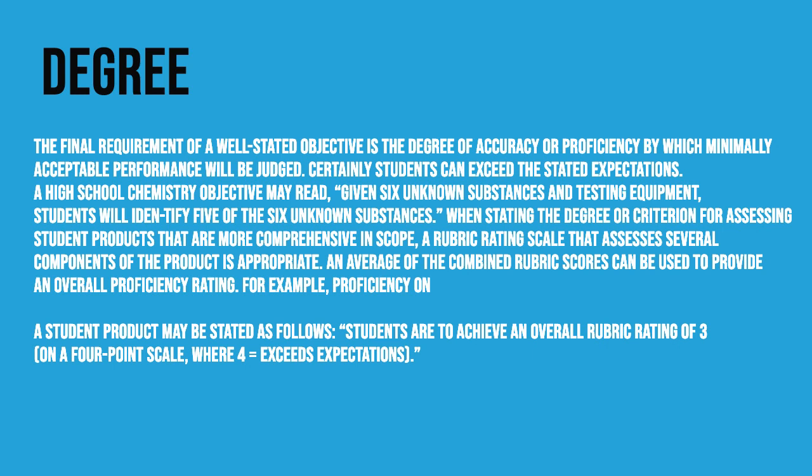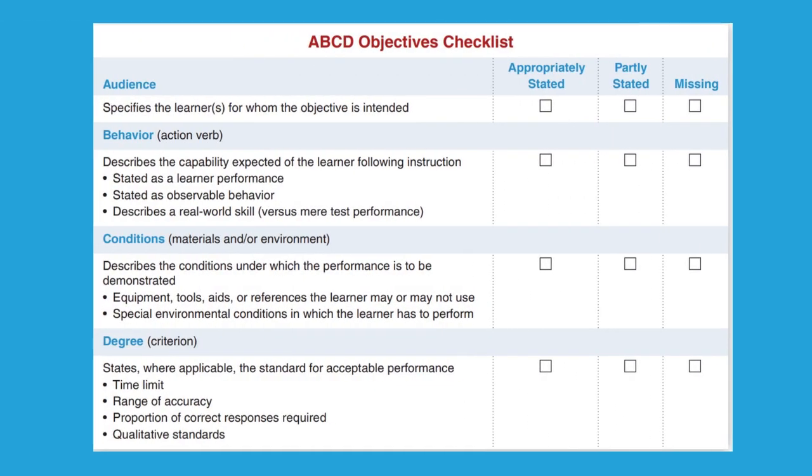For example, proficiency on a student product may be stated as follows. Students are to achieve an overall rubric rating of 3 on a 4-point scale, where 4 equals exceeds expectations. Teachers can use the ABCD objectives checklist to assess the degree to which your objectives communicate the intent of the learning.